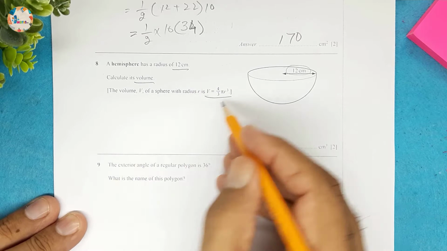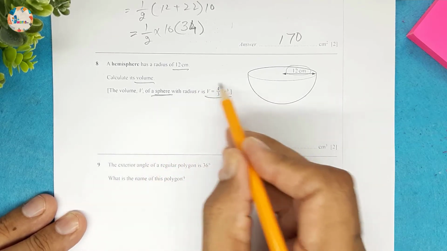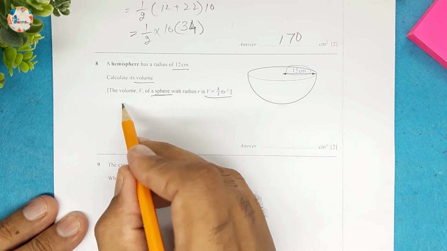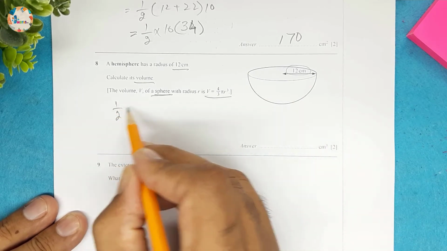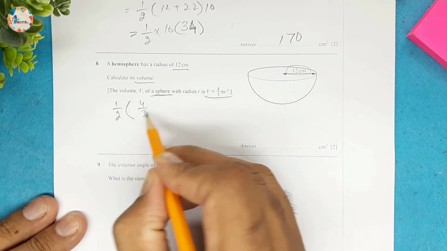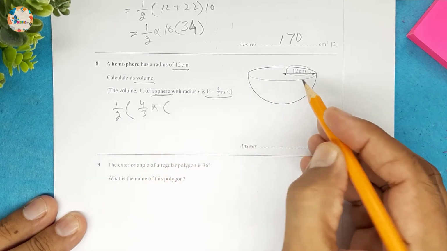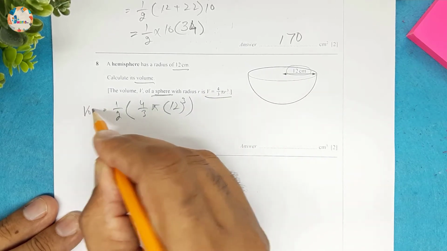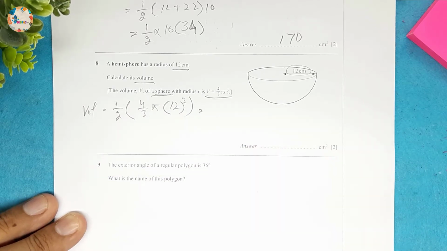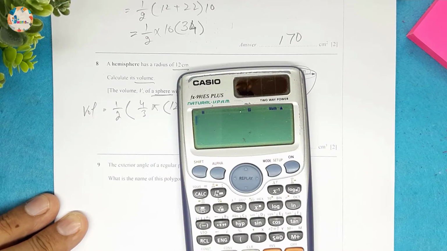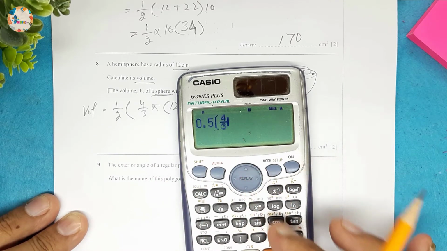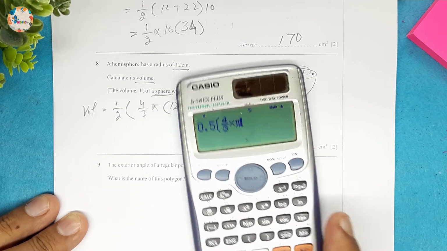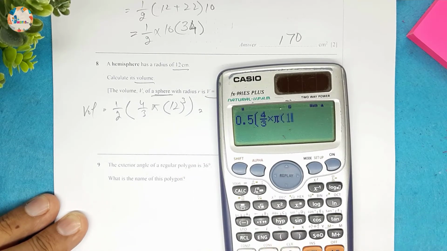The formula is provided for a sphere. This formula is for a sphere, so we'll have to reduce it by half. So 1/2 of 4/3 πr³, with r = 12. This one we have to find for the volume, and this will be equal to 0.5 times 4/3 times π times 12 raised to the power 3, and this is done.